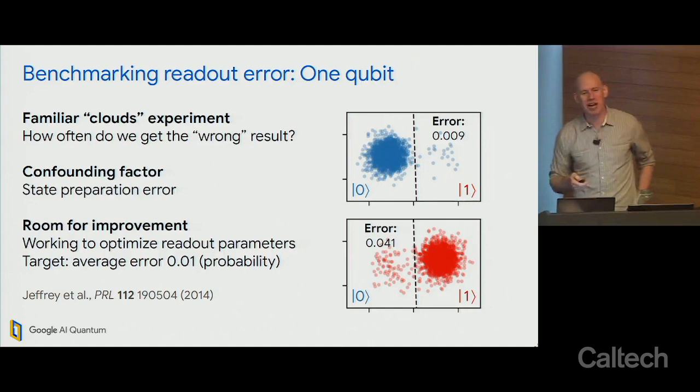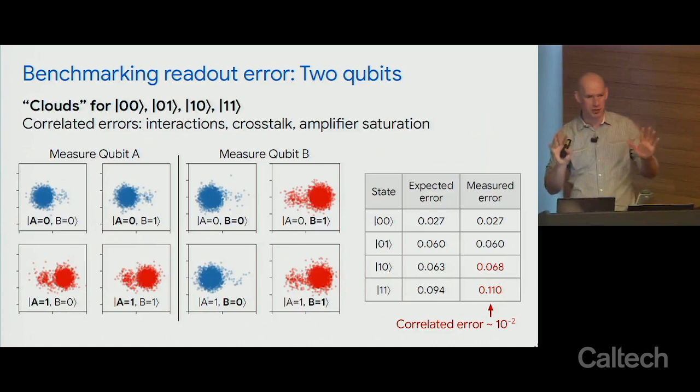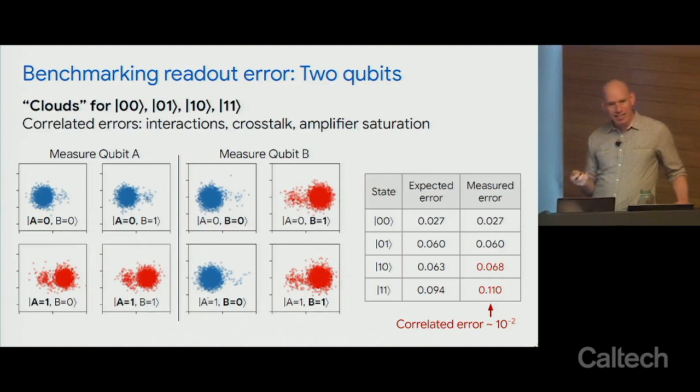So, benchmarking readout on the whole system sounds kind of hard. But how about two qubits? Let's just benchmark two qubits' readout at the same time. So we're going to generalize this clouds experiment for the four states associated with two qubits, 00, 01, 10, and 11. And we expect some errors to happen because we know that each qubit on its own has some readout error. But what we're interested in is if there is any correlated error, any excess error from things like interactions or crosstalk or problems in your amplifiers or readout chain.